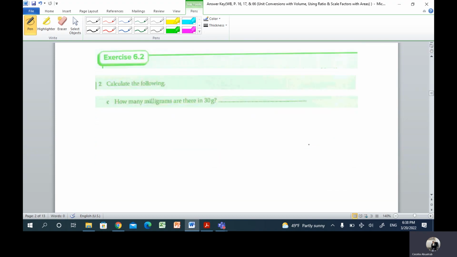All right. How many milligrams are there in 30 grams? Okay, so we're going to state the fact at first. So every 1 gram is actually equal to 1,000 milligrams. So milligrams is mg and grams are grams.